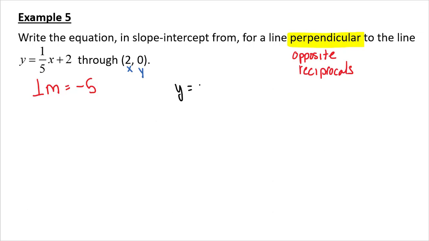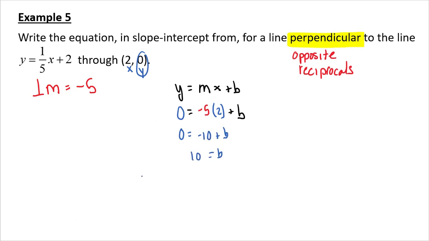So I have my y equals mx plus b. I plug in my y. My y here is 0. I plug in my m, which is negative 5. I plug in my x, which is 2. And then plus b, that's what I need to solve for. So y equals negative 5x plus 10.